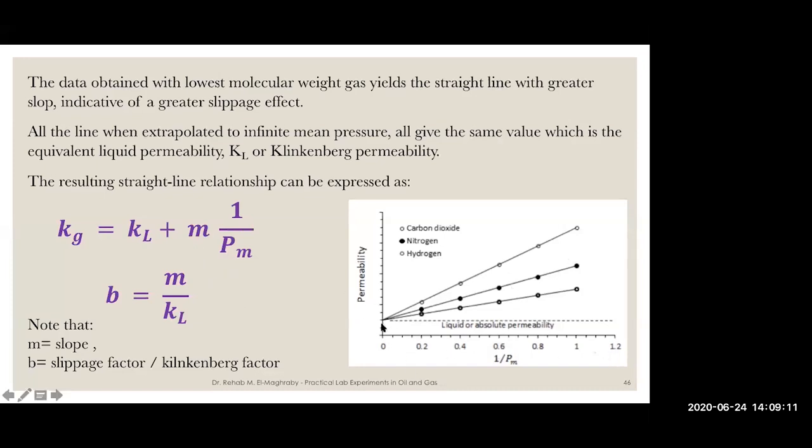The intersection of this line will be the liquid permeability, or its analog, the Klinkenberg permeability. And the slope of this line, if you divide it by the liquid permeability, is the slippage factor.